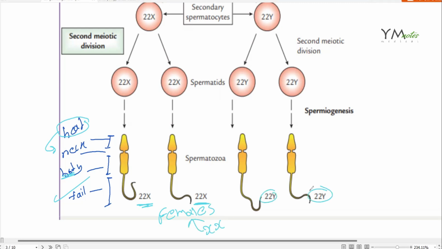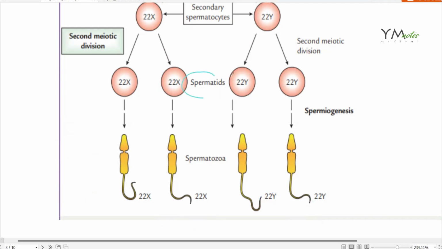And these two having Y, when they fertilize the ovum, which always has X, will form XY, and this is a resemblance of males. Anyway, the transformation from the spermatid into spermatozoa has to occur in a special way, as the shape of the cell itself has changed. This process is called transformation, or its other name, spermiogenesis.